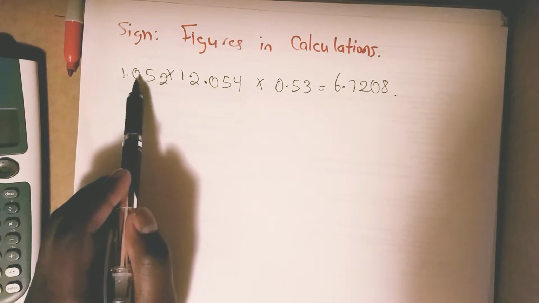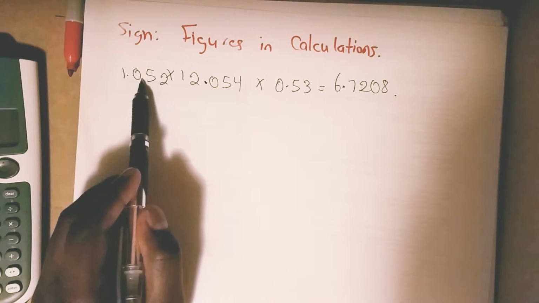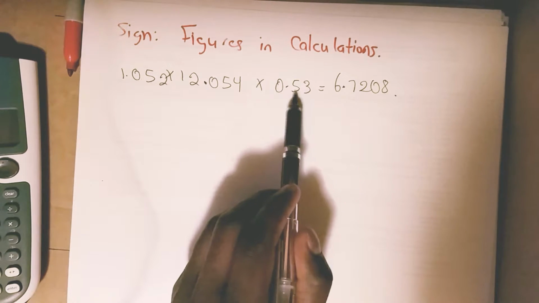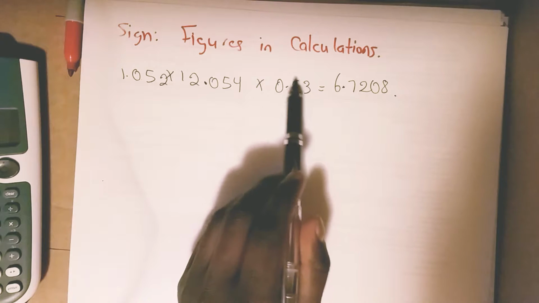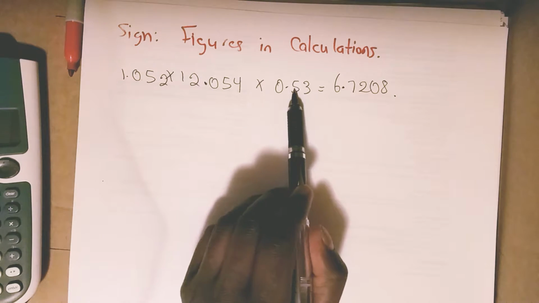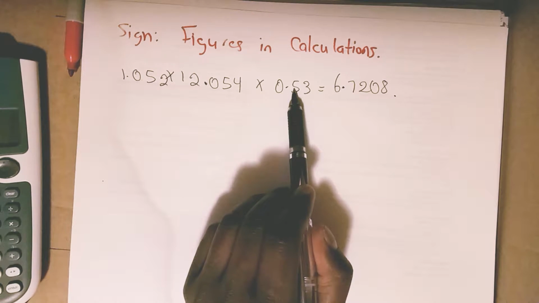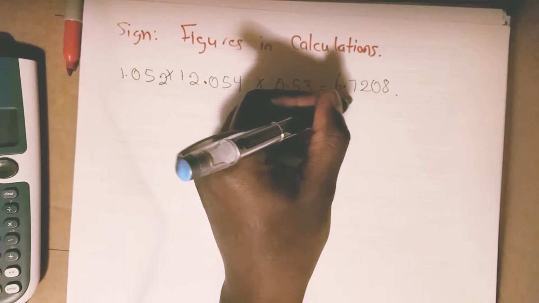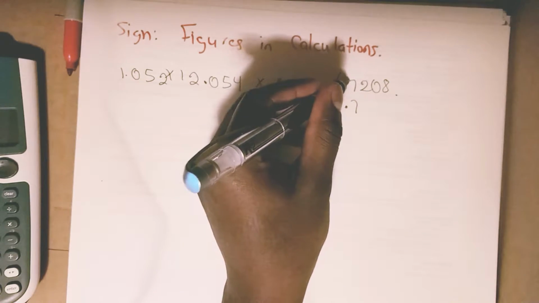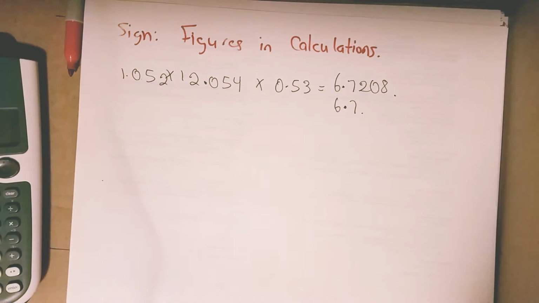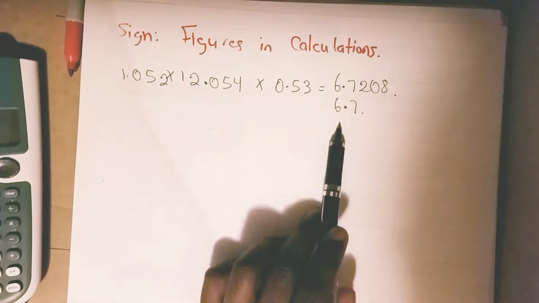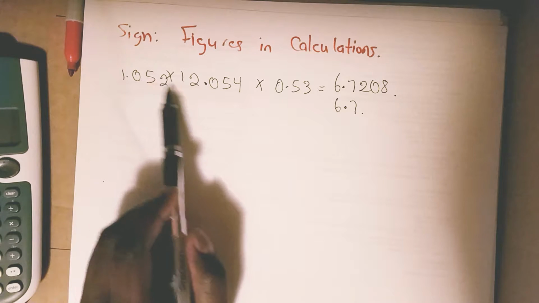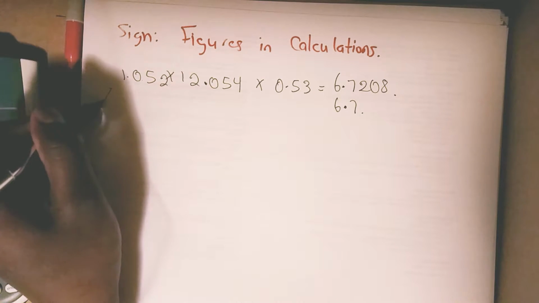So here's 1, 2, 3, 4 significant figures. Here's 1, 2, 3, 4, 5 significant figures. Here has 2. So the least amount of significant figures is 2. So the answer would be 6.7. This is 2, so this remains 7. That's the answer. That's how you write an answer with the right number of significant figures. This is for multiplication.